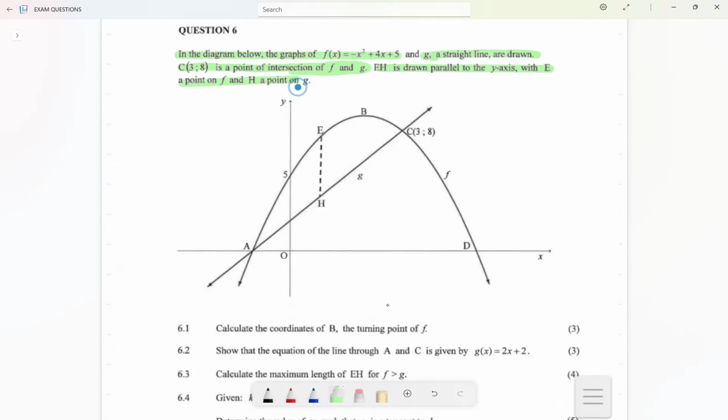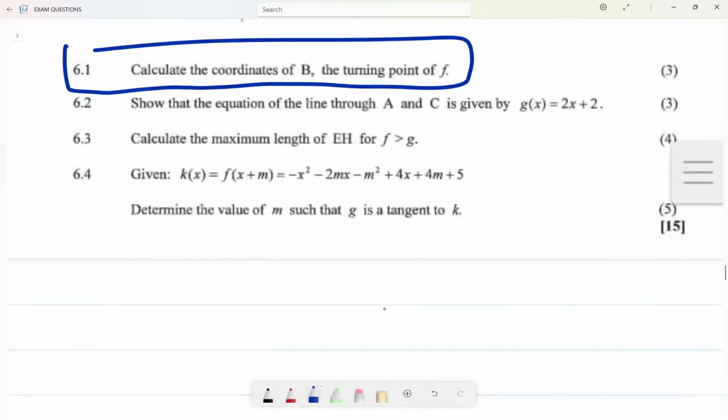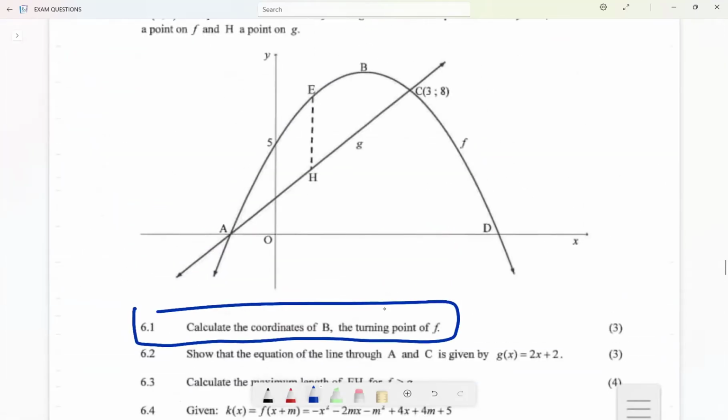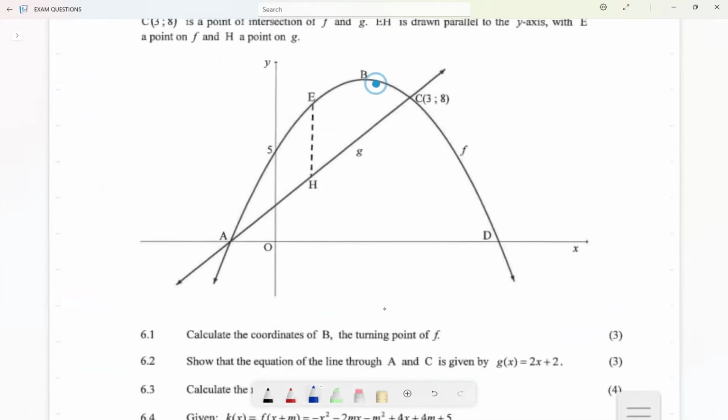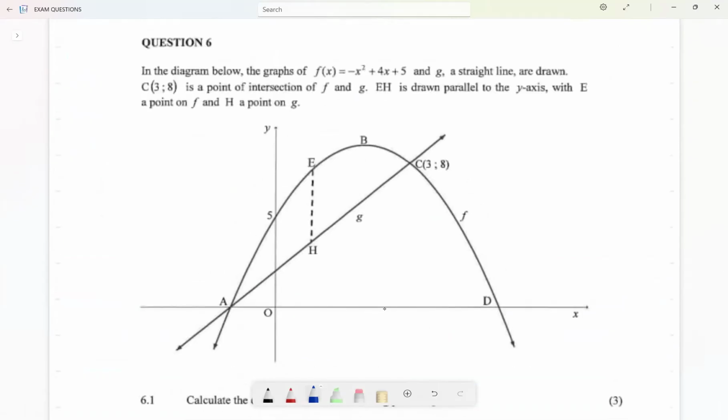Okay, let me go back. EH is drawn parallel to the y-axis with E a point on f, and H a point on g. Beautiful. So I think we have everything here. So 6.1, calculate the coordinates of B, the turning point of f. Oh, beautiful. How can I do this?